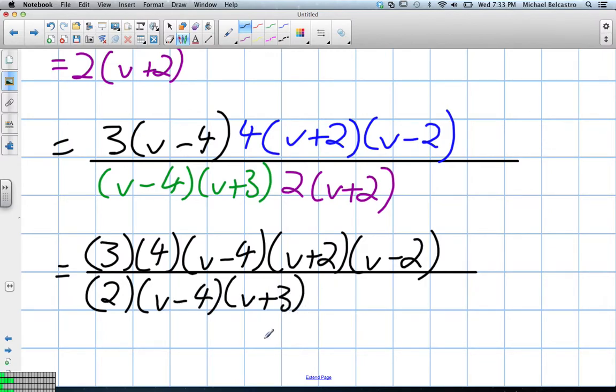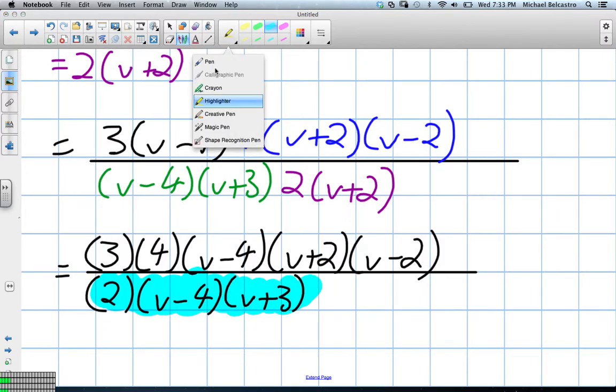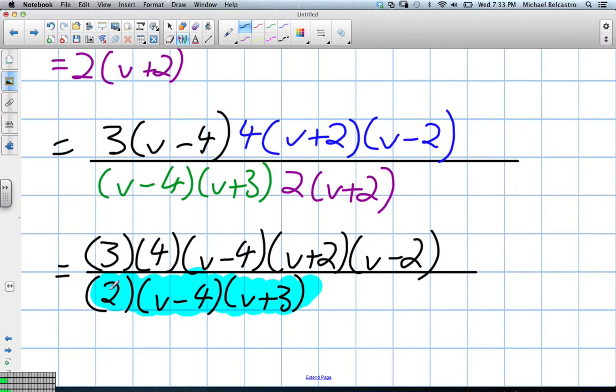Now, before we simplify, we have to state restrictions. To state restrictions, we've got to take these bottom guys, right? And set each of the brackets equal to 0. Well, we know 2 doesn't equal 0. It doesn't have a variable, so we don't have to set it equal to 0. The v minus 4, we set it equal to 0. So that's going to be positive 4, right? So it can equal 0, in which case v cannot equal positive 4.